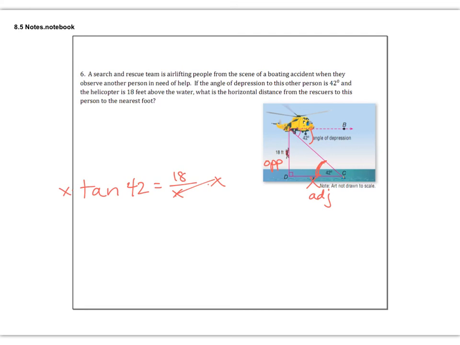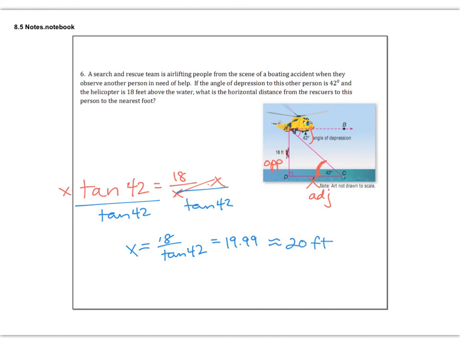So to get rid of the tangent 42, we're going to have to undo a times. We're going to divide by tangent 42. And X is going to be 18 divided by tangent 42. You're going to have to type that in your calculator. And if you do it correctly, it is 19.99 feet. But they want it to the nearest foot, so that is approximately 20 feet. They are approximately 20 feet away from the person who needs help.